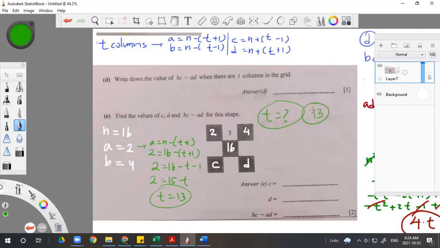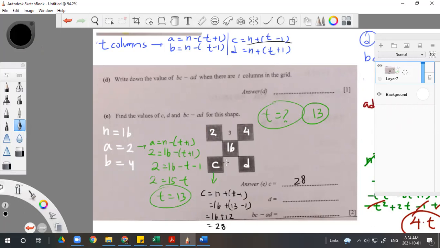T-nya 13. Berarti yang C tinggal dimasukin dong. Insert the C. C berarti yang atas. Ya, N plus T minus 1. N plus T minus 1. Udah, taruhlah. Berapa ini? N-nya 16, 16. Plus T, 13 minus 1. So, 16 plus 12, 28. So, the C is 28.